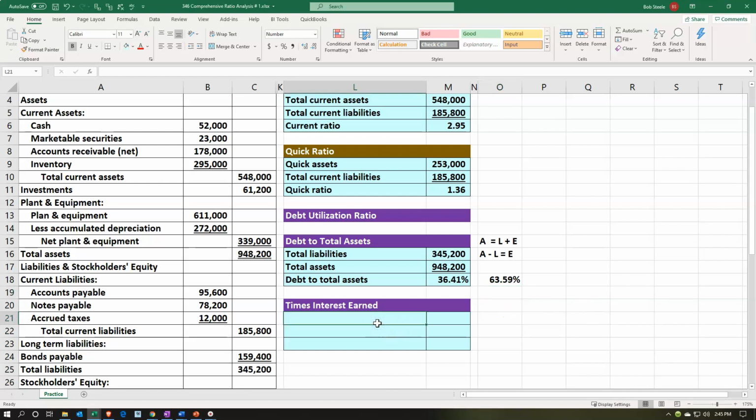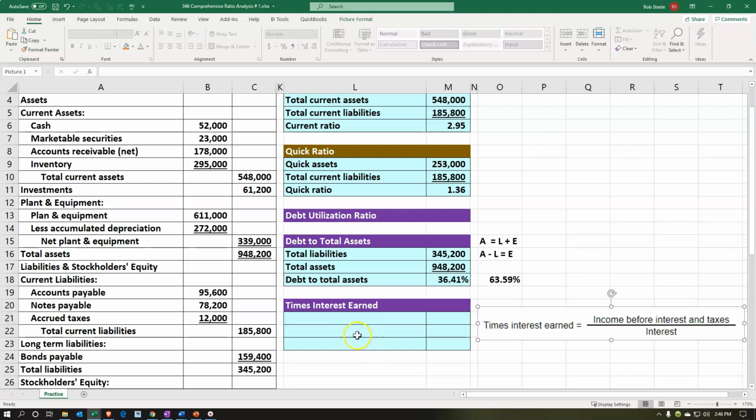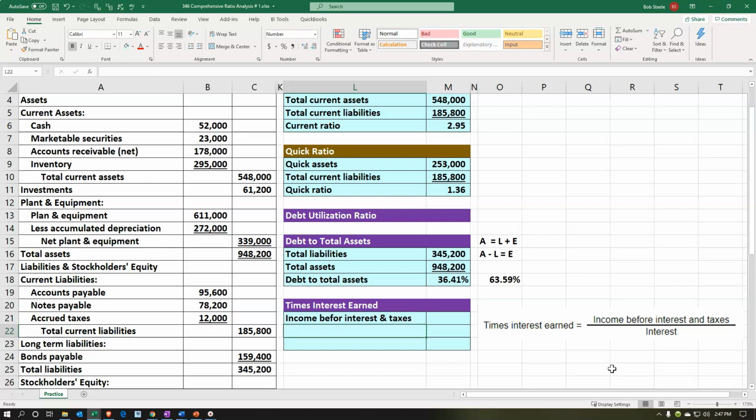And then we have the times interest earned. So the times interest earned is typically going to be the income before interest and taxes. So we got the formula over here. So income before interest and taxes. Now that seems like an unusual number. I always miss the E when I say before, but it seems like an unusual number.